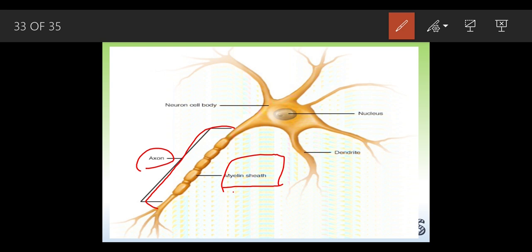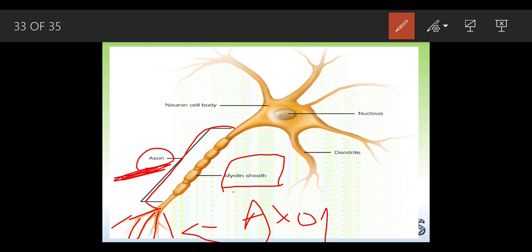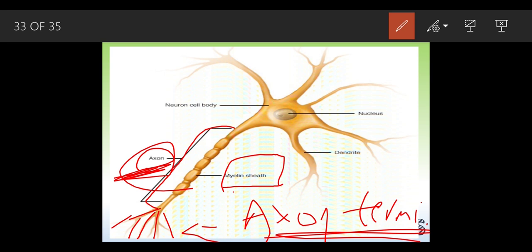And we can see at the end the branches again arise. These branches arise from the axon, so they are also called the axon terminals. Why are they called axon terminals? Because these branches have arisen out of the axon. This structure is very important because it always comes in your 9th standard board exams as well as your school exams.